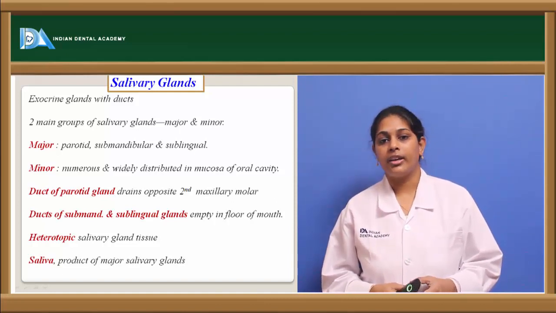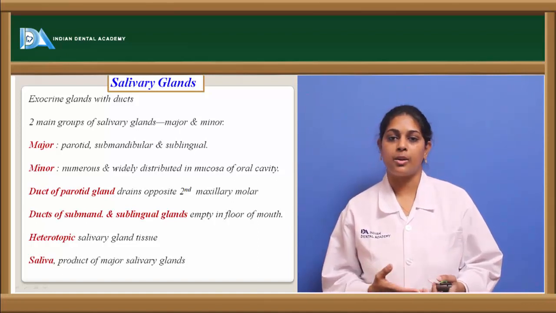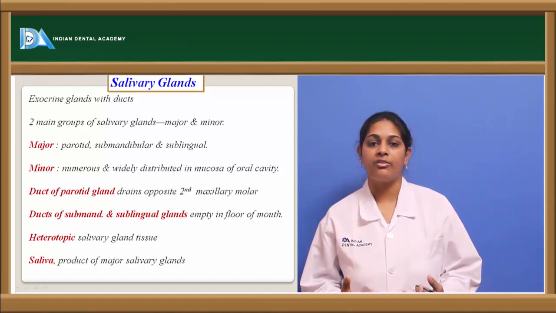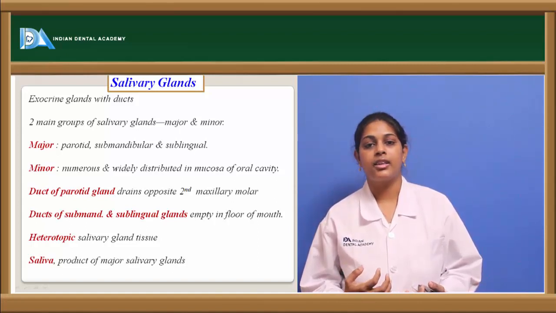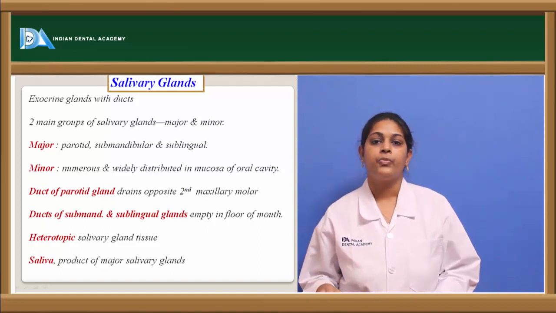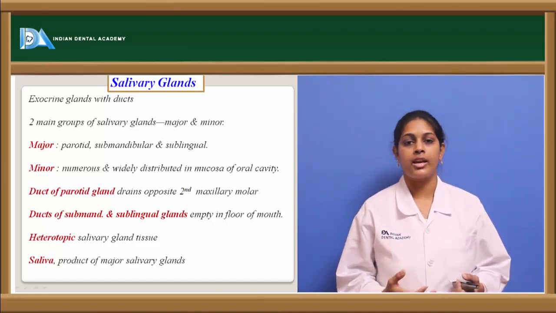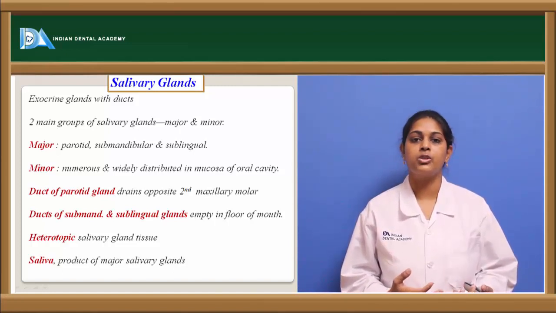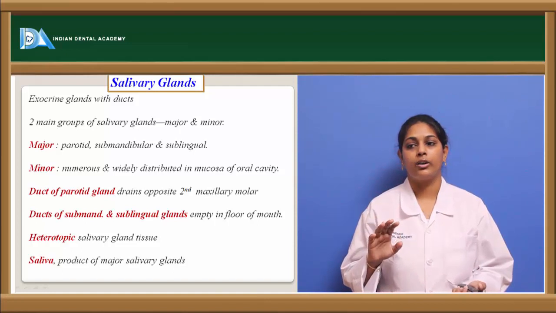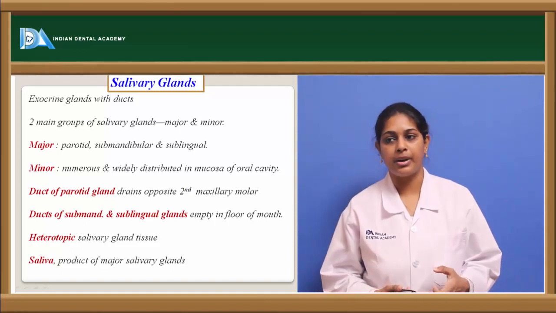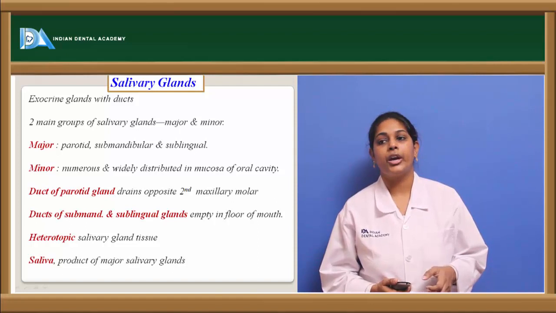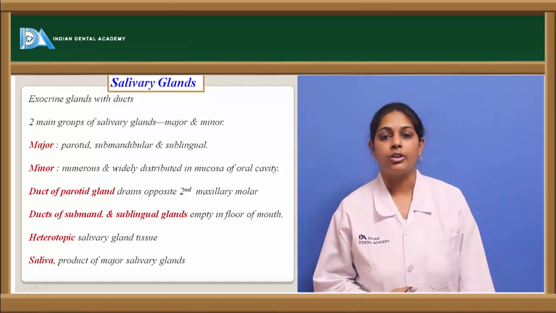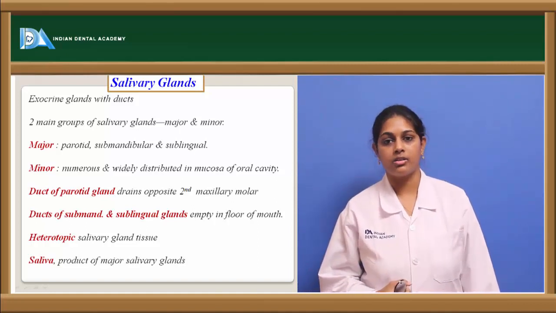Coming to the ducts, the substances which are synthesized within the glands are secreted into the oral cavity through certain ducts, and these ducts are specific for specific major glands. The parotid gland has Stensen's duct, which opens opposite the second maxillary molar. The ducts of the submandibular and sublingual glands drain into the floor of the mouth, and the duct of the submandibular gland is known as Warthin's duct.